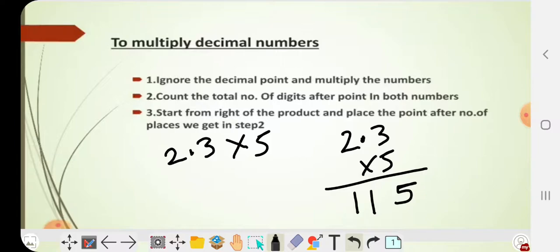See how many numbers are there after the 3. There is a decimal before one number. So before one number we will put the decimal here also.